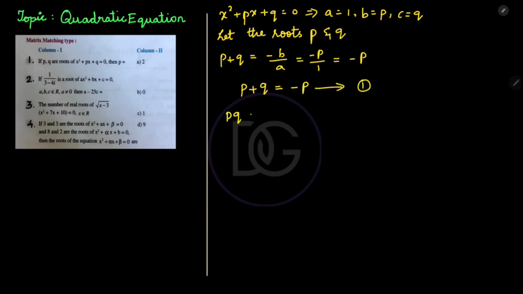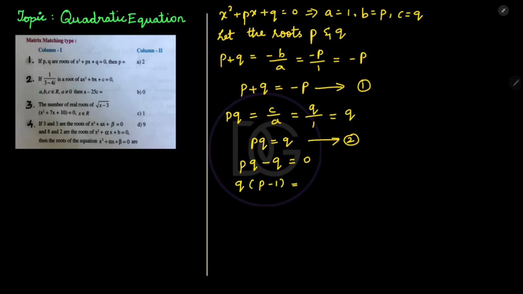Now pq, that is product of the roots, is c by a. Value of c and a is q by 1. So pq equal to q. This is second equation. Just see the second equation. pq, transposing this q, pq minus q equal to 0. Take the q as common, so q into p minus 1 equal to 0.